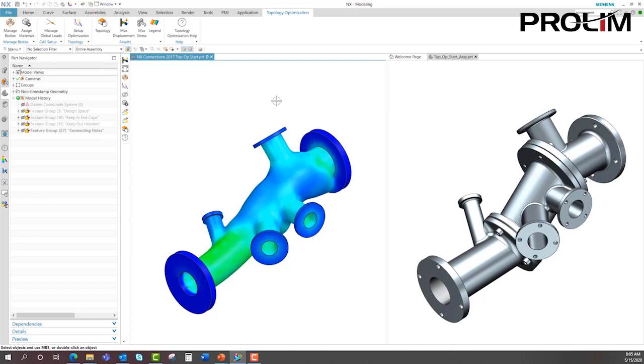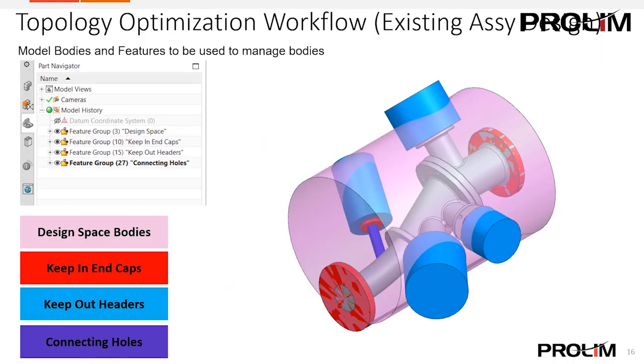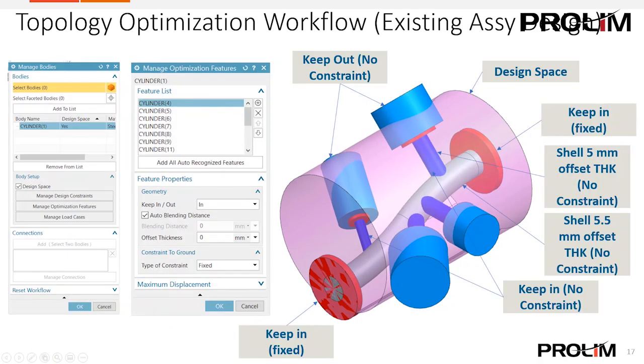So let's go through our steps now that we utilized to get to this. So my first step was that I went in and I created my geometry. I used some simple cylinders and I went in and I color coded everything. My design space is my pink bodies there. My keep in ends are the red. My keep out headers are light blue and connecting holes are purple. Once I did that, we went into manage bodies and I assigned a material to it. And then after under manage bodies, I added the cylinders to the list to keep out, the design space.